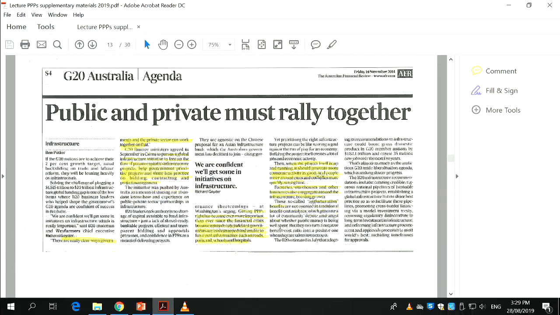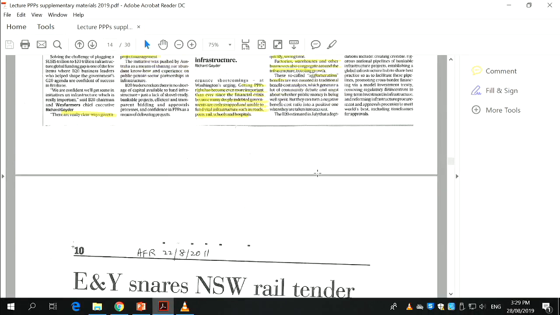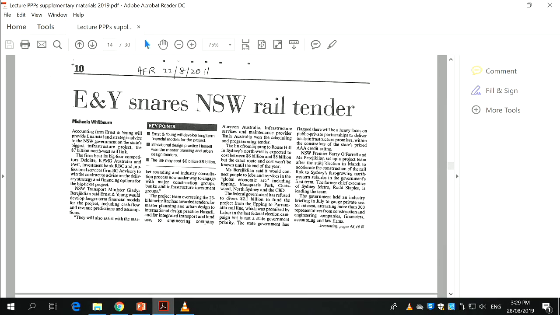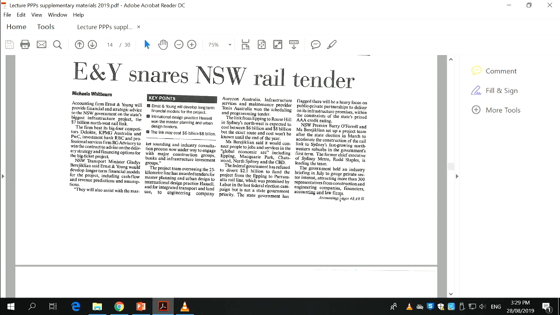And this one is also another argument supporting the use of private sector providers. And this one shows that Ernst & Young takes the railway tender in New South Wales. Very often, accounting firms are considered as having the financial expertise, so they can provide financial advice and expertise to the governments in terms of managing the financial aspects of the project. So these are some of the arguments for PPP.